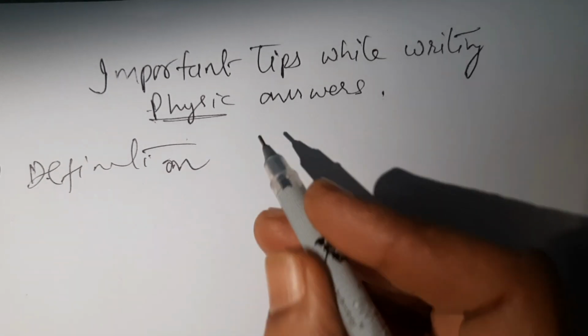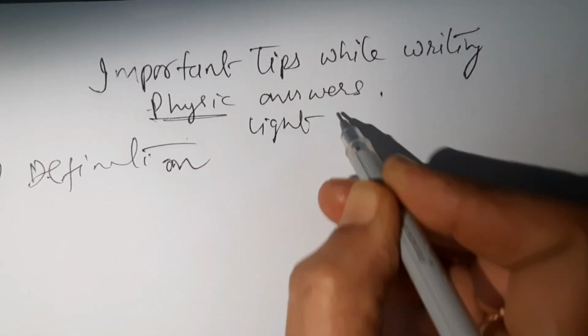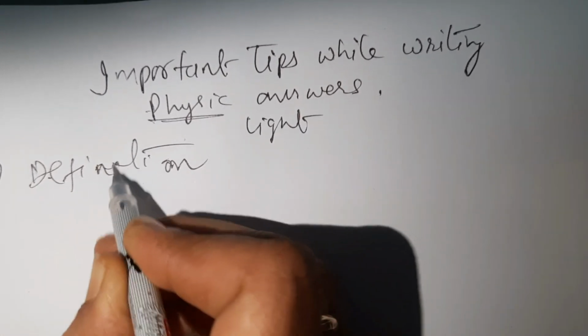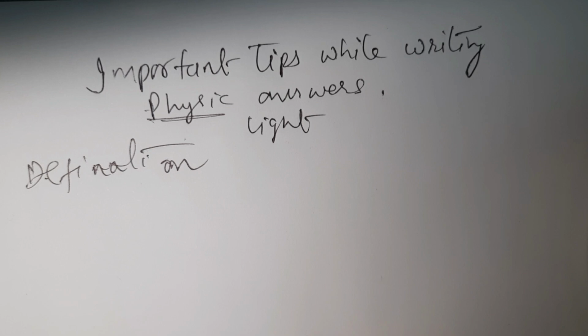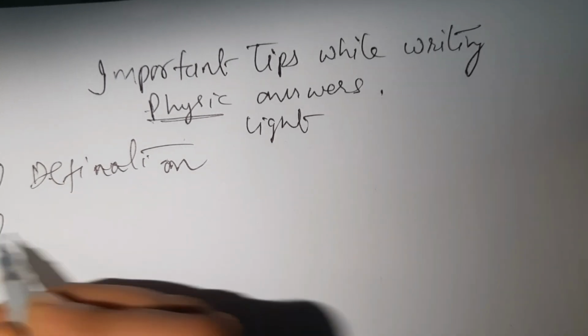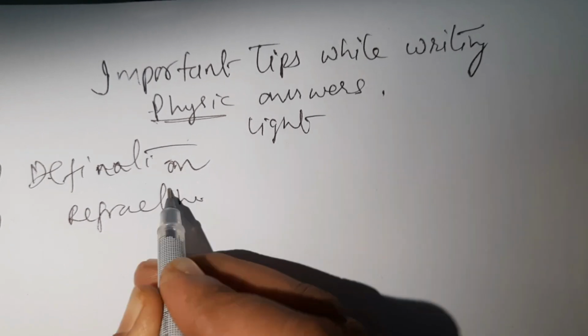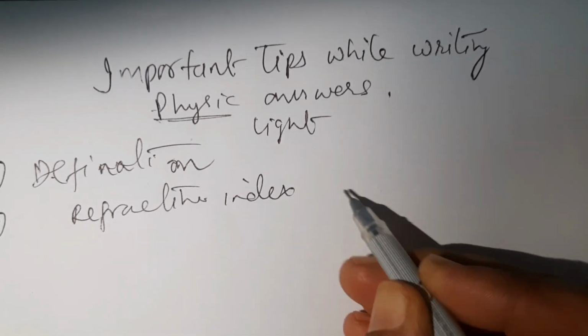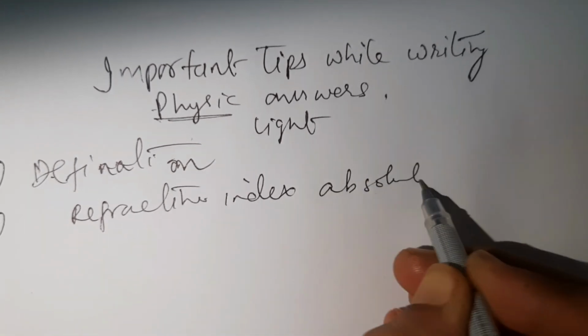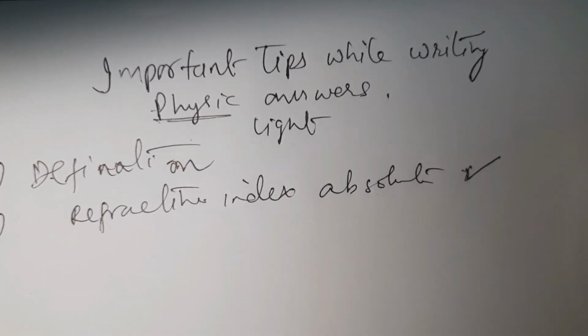So when you will be starting with the light chapter, go through all the definitions first, like what is center of curvature, focus, focal length, radius of curvature, principal axis. Go through all the definitions. Then the second important is what is refractive index, and then what is absolute refractive index. Both the definitions are important.